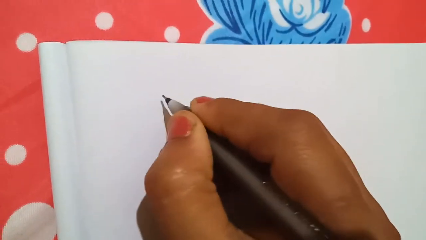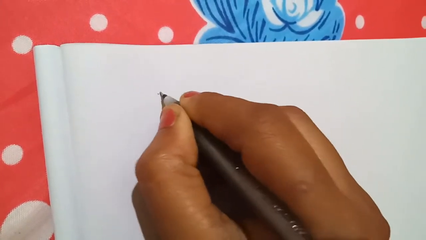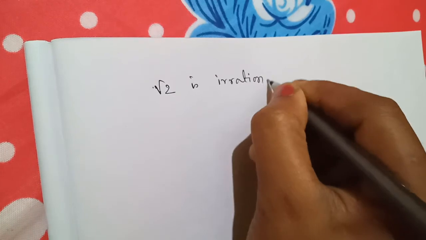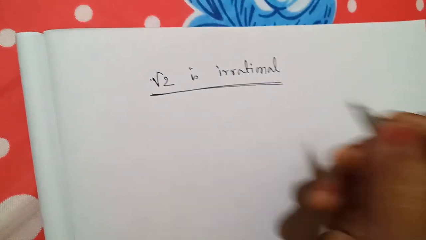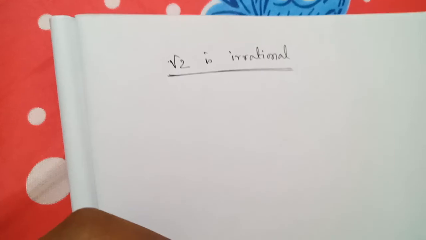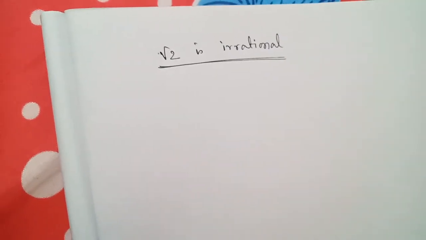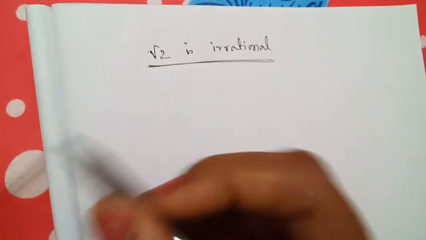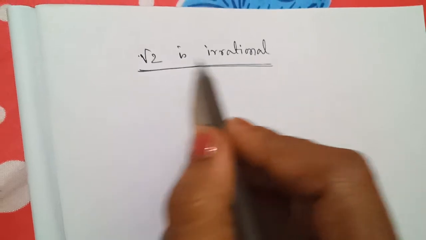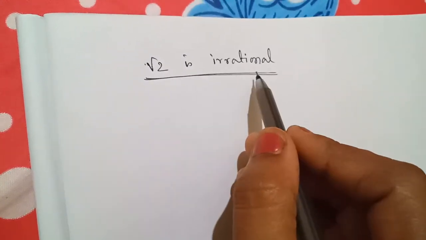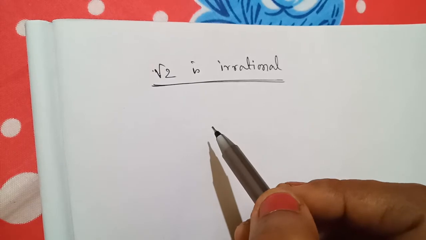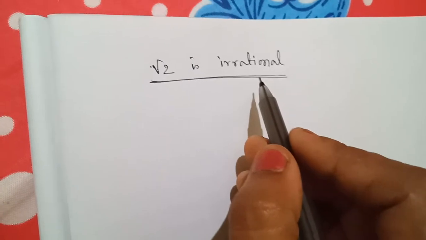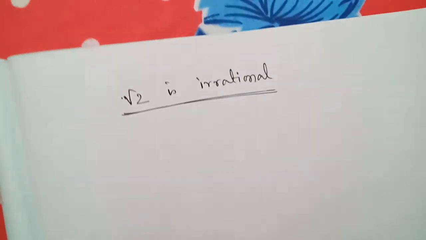Coming to today's main topic, that is the proof that root 2 is irrational. This type of proving of irrationality we will do by the contradiction method. Contradiction method means whatever is given, we need to prove root 2 is irrational, so we will always take just its opposite. That means we will assume that root 2 is rational.